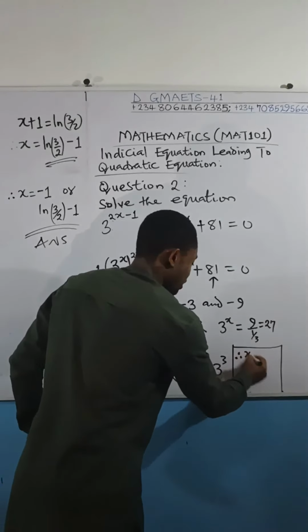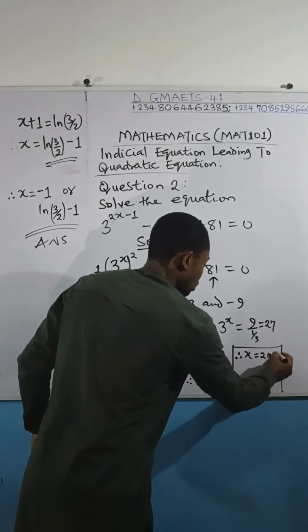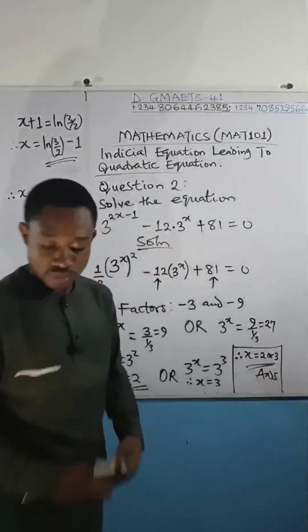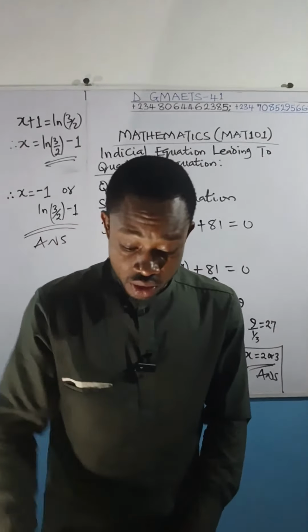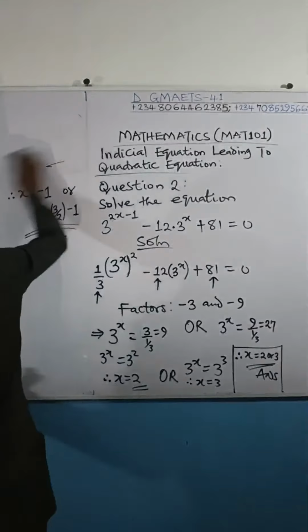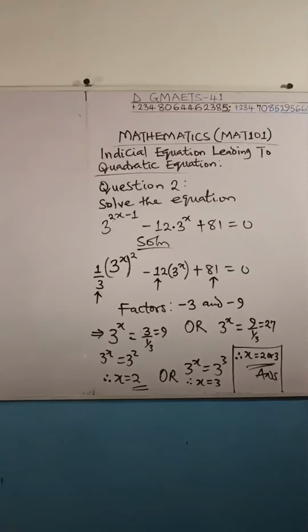Therefore, x is equal to 2 or 3. These are the two values. Answer. So guys, I hope you enjoyed this class. This is where we are going to be calling it a short.